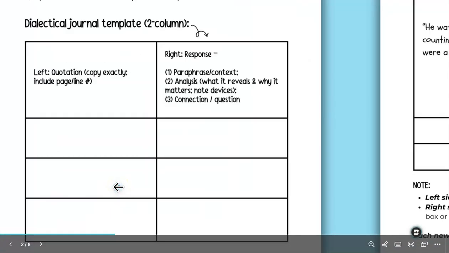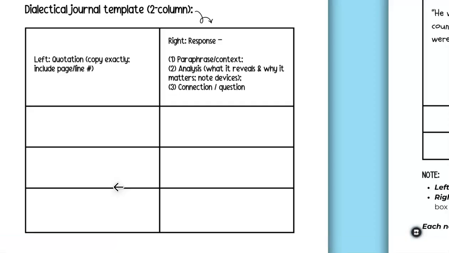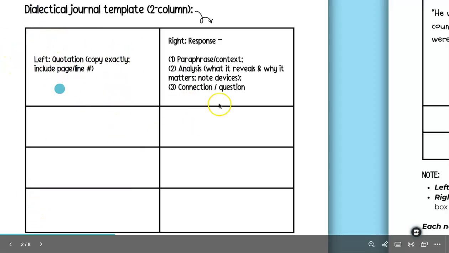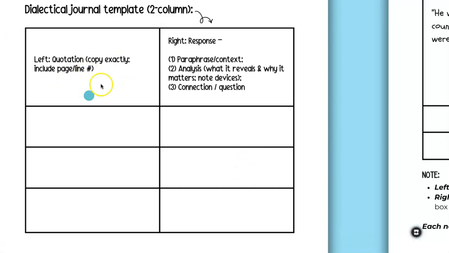So let's start here. On this document, you see that I basically have a left side and a right side. And so here's what we do. On the left side, you're going to include a quote. You're going to copy it exactly. And if the page or the line numbers are listed, then include that as well, because obviously you'll need that when you go back to cite this quote or this evidence.